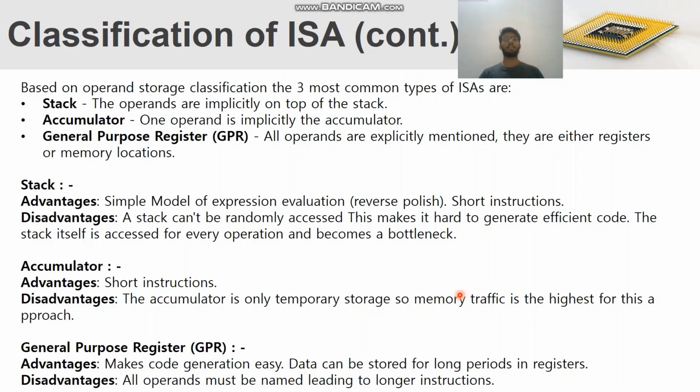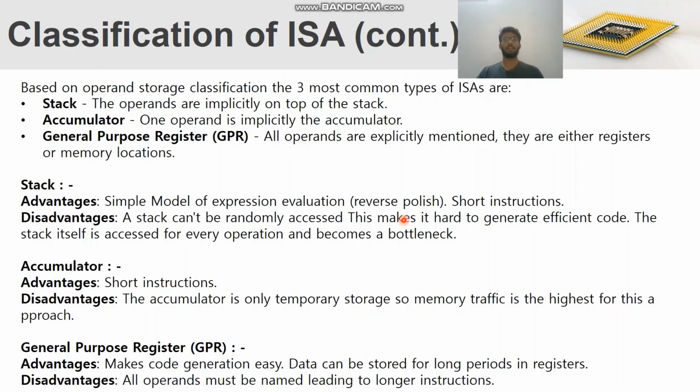In the stack architecture, it is easier to express an expression using the simple model of reverse Polish notation. This makes an instruction short, but the basic disadvantage of the stack architecture is that the stack cannot be accessed randomly. This makes it hard to generate efficient code. The stack itself is accessed for every operation and becomes a bottleneck.